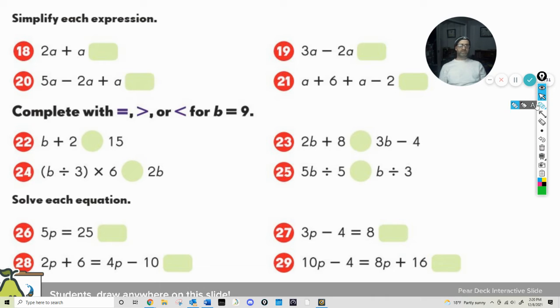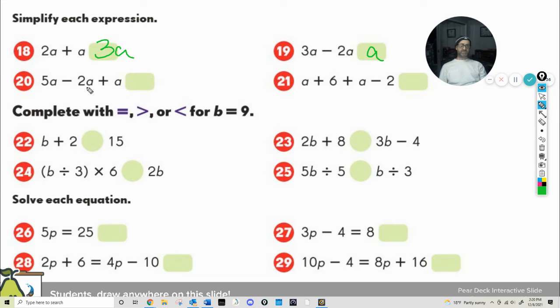Boom, here I go. 2a plus a is 3a. 3a minus 2a is a. 5a minus 2a is 3a plus a is 4a. a plus 6 plus a plus 2. a plus a is 2a. 6 plus 2 is 8.